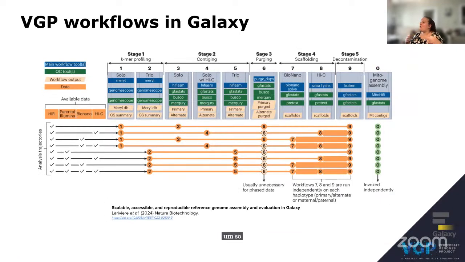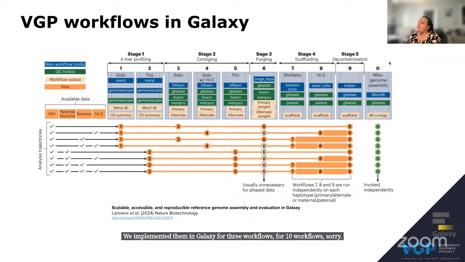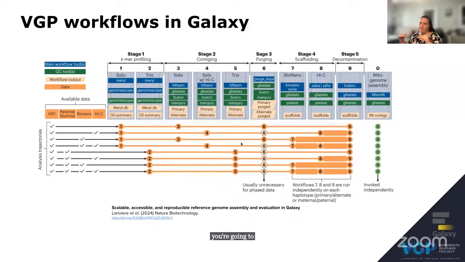So all of these processes that are presented, we implemented them in Galaxy for 10 workflows. Depending on the data that you have, you're going to use different workflows and different pathways. You have a first step, which is schema profiling. I'm going to discuss a little bit later exactly what that means.